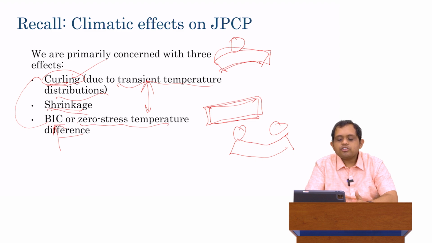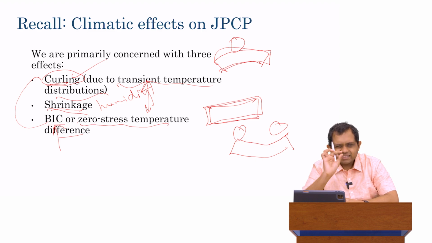Shrinkage, we talked about, was related to humidity, especially at early age, but it can persist later also. At the top of the pavement, in a very thin layer at the top of the slab, you have some drying happening because moisture from the surface is being lost to the atmosphere. Below that you have more saturated conditions in terms of moisture. Moisture gradients, when developed, lead to certain stresses. Those stresses are what we call shrinkage stresses.